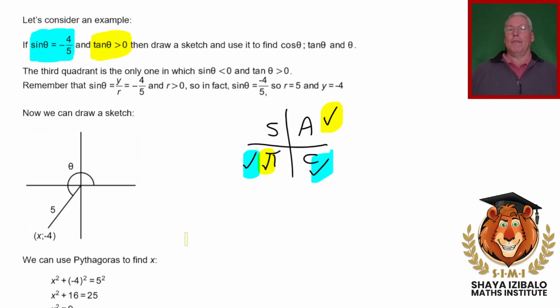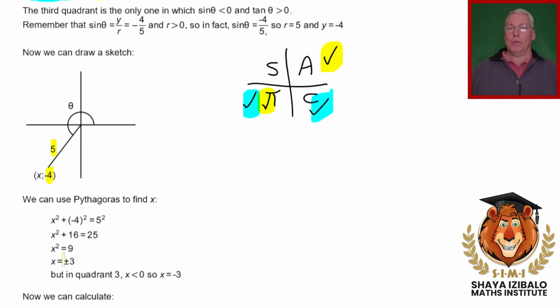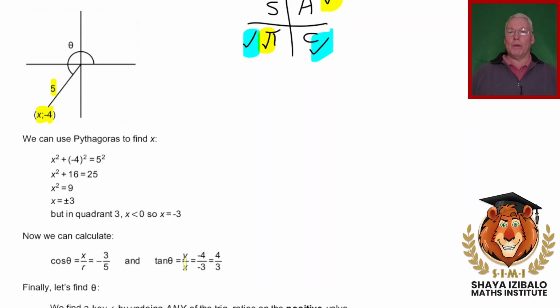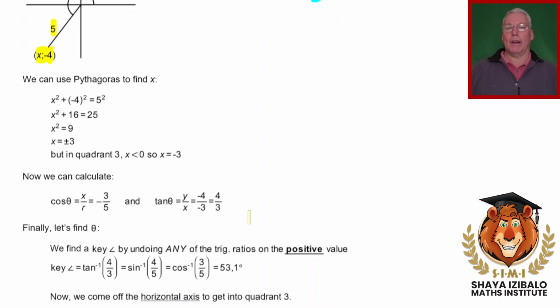Now we also know that sine is y over r, so we can fill in the y value of -4 and the r value of 5, and we can use Pythagoras to calculate our x value. We get x squared equals 9, but clearly if we're in this quadrant, then the x value is negative. If we know those numbers, we can work out the other ratios, and in fact we can also work out our angle.